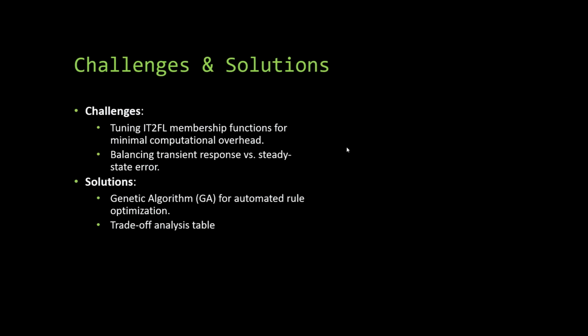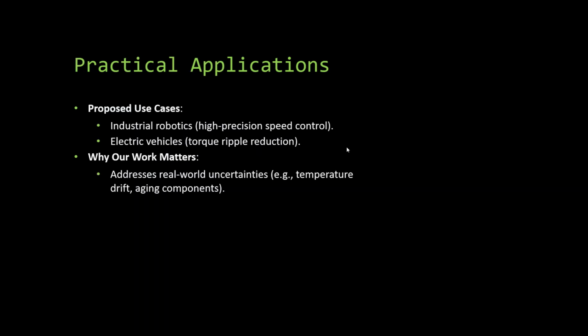The challenge we are facing is tuning the interval type 2 fuzzy logic membership functions for minimal computation overhead. The second is balancing the transient response versus the steady state error. The solution is a genetic algorithm for automated rule optimization and a trade-off analysis table.